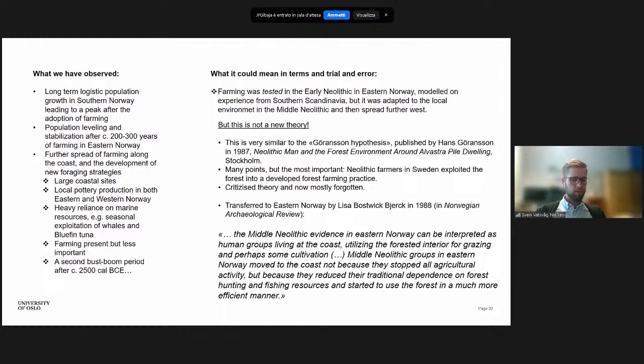So for future research, I think this will become quite an important theory to explore, because we now see that there is evidence of farming on the coast in the Middle Neolithic, and that it was combined with foraging.